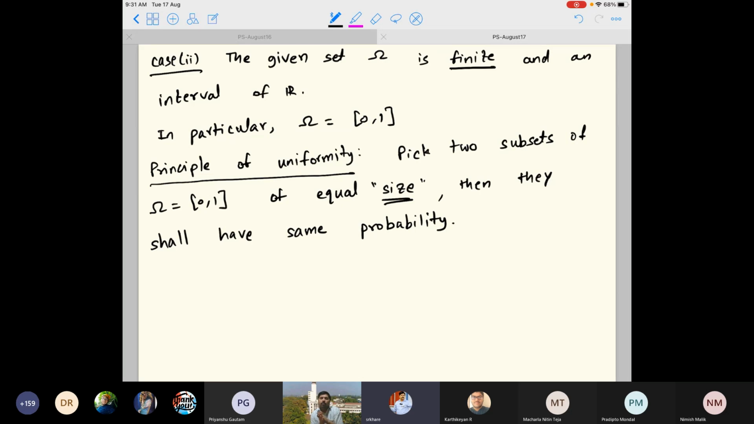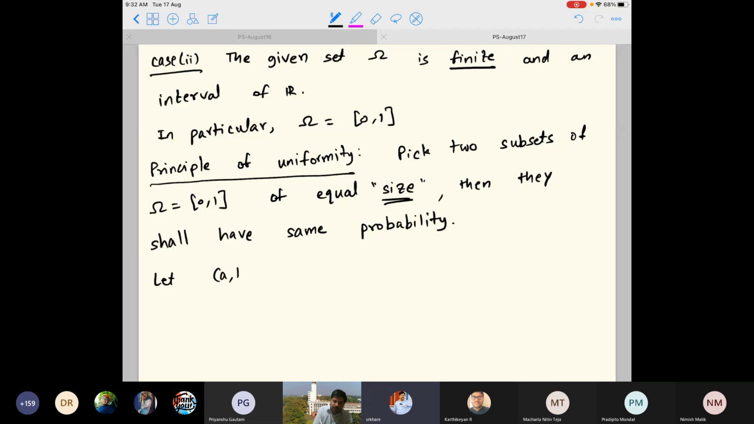So now how do you define size? What is the size of the set? Here you can take length as the size, right? So here the length can be treated as the size of the set. This intuition again is very important. I am happy that you have that.